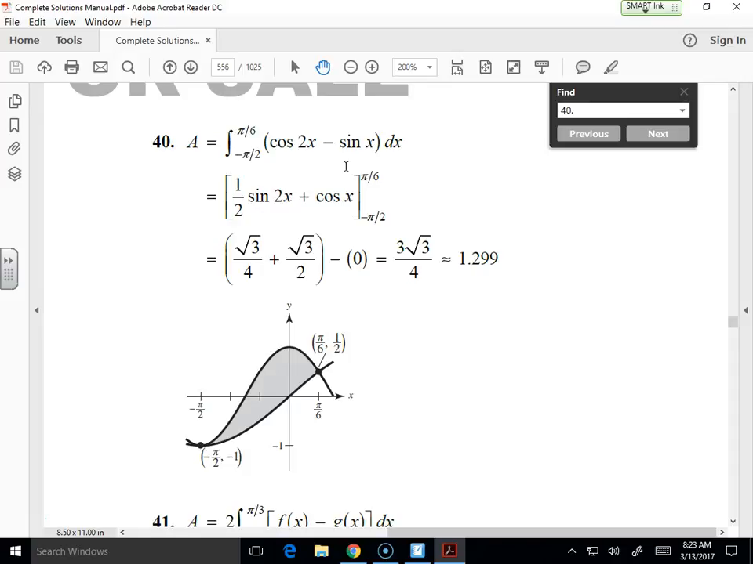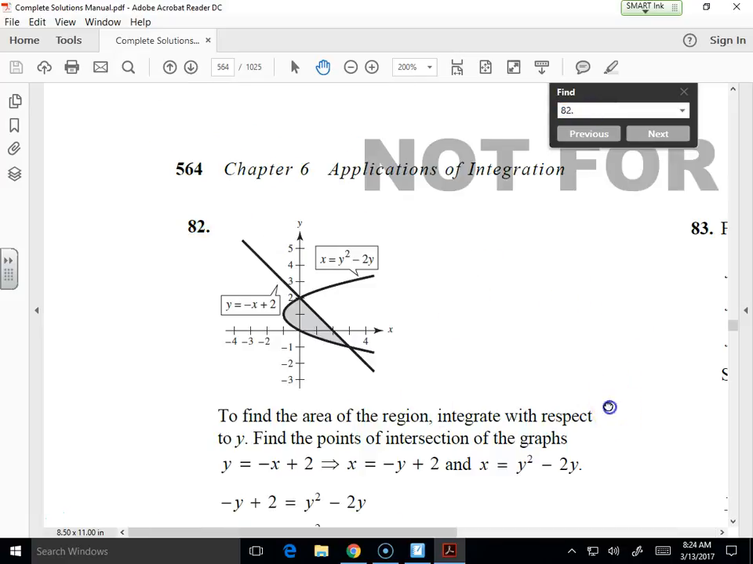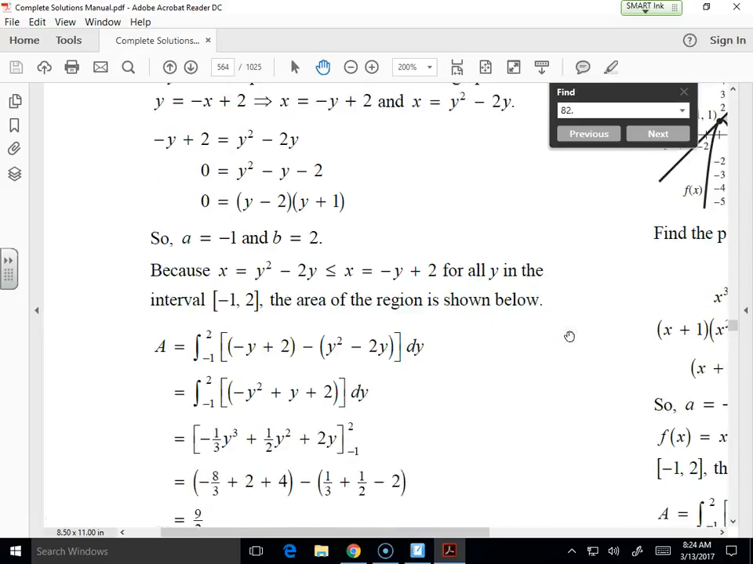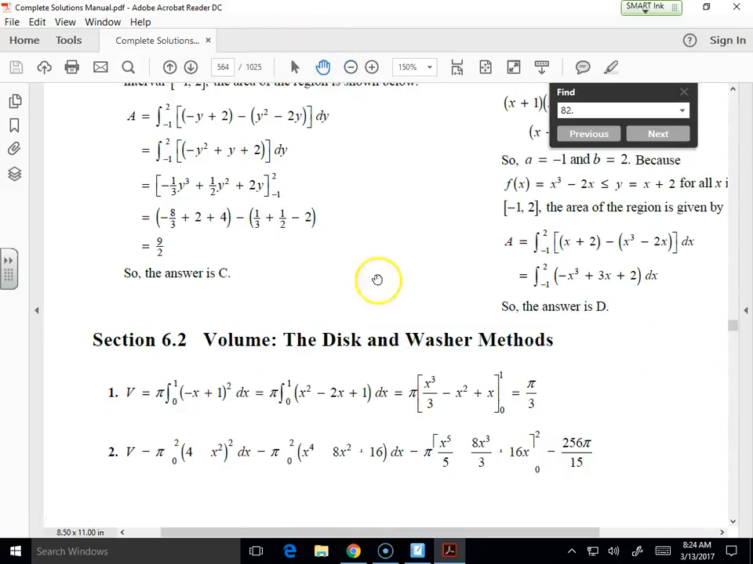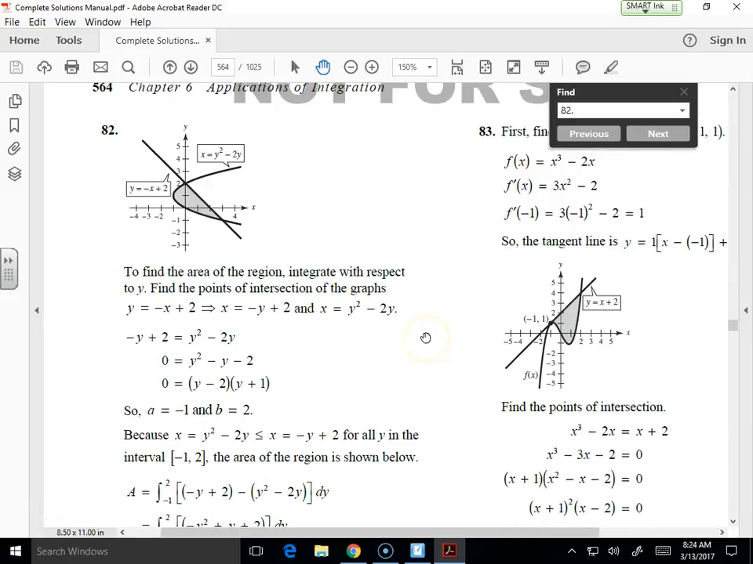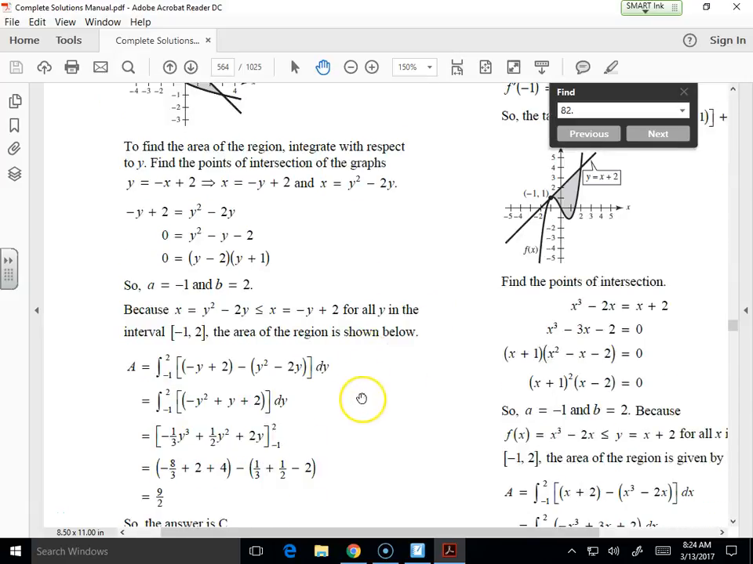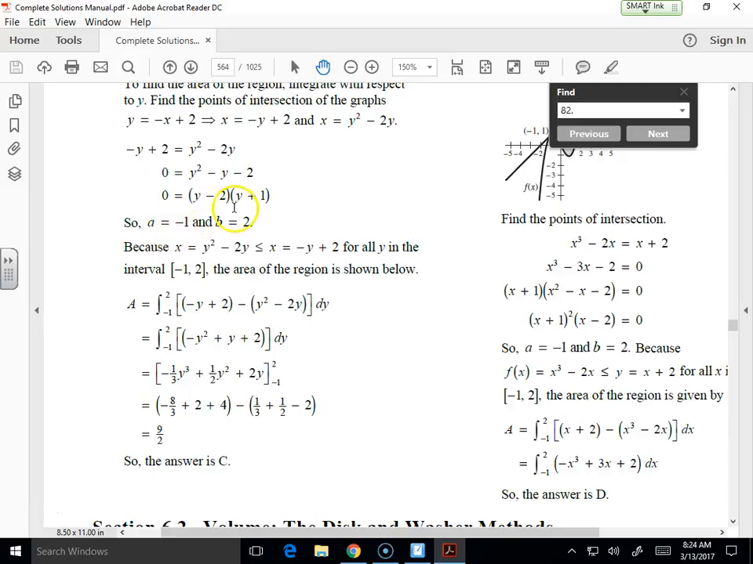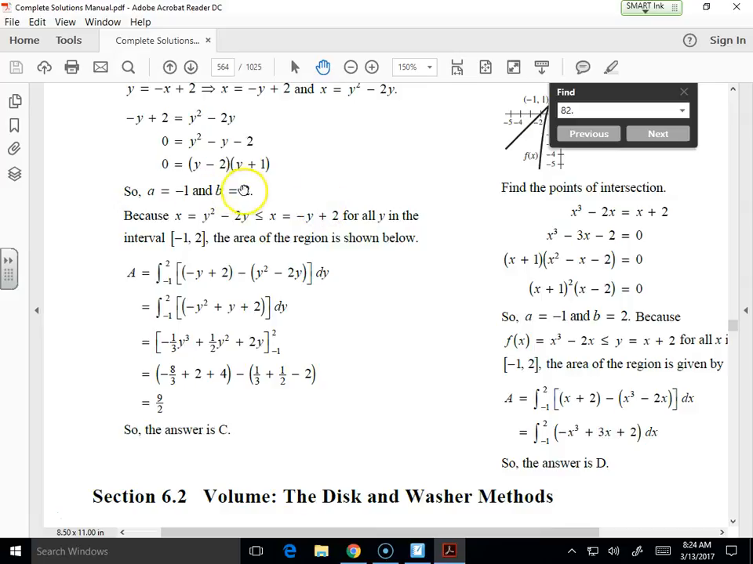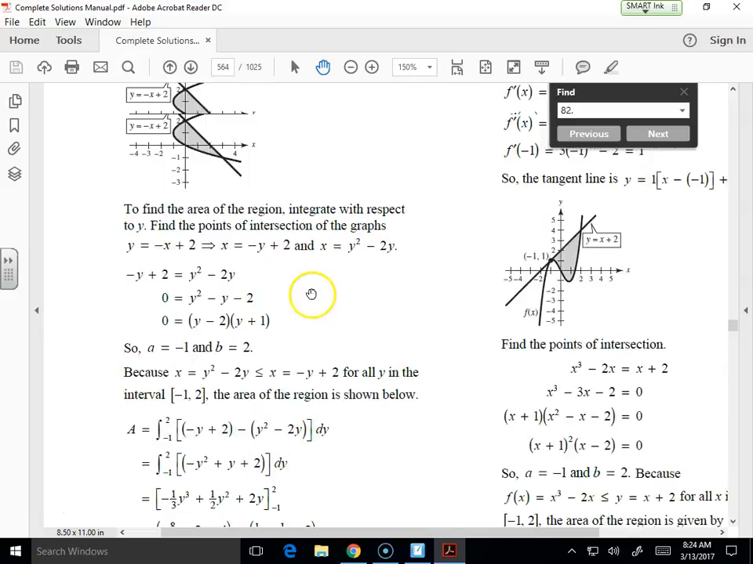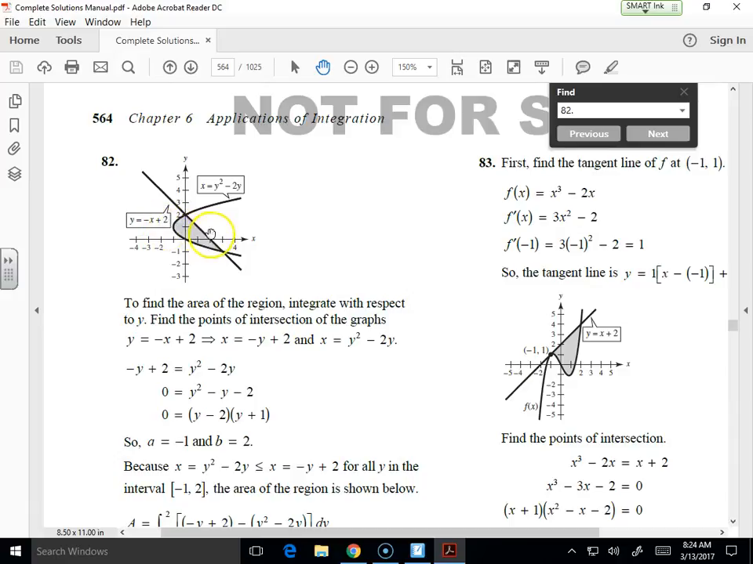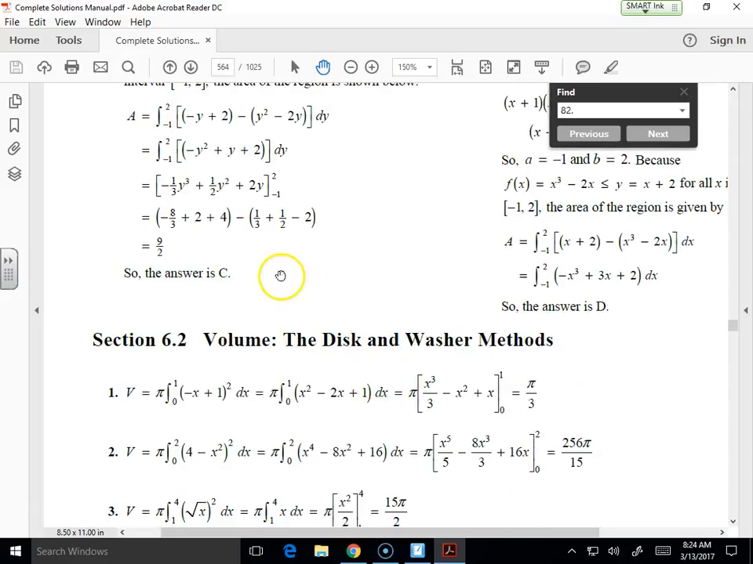Any more evens? 82? Okay. And nothing in between, right? Multiple choicey ones. Final answer is C. I'll zoom out just a little bit. I just said equal to each other. You end up with y is equal to -1 and 2. So they went ahead and used those as their bounds. They did right minus left because everything was in terms of y, and the picture looked like a right-left picture. Final answer is 9/2 or C.